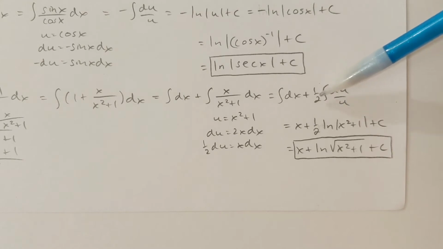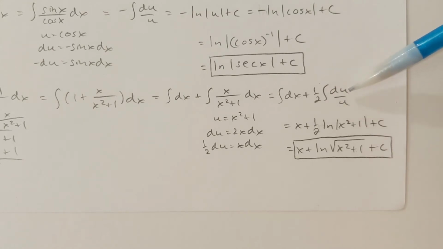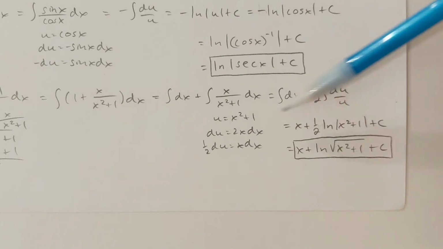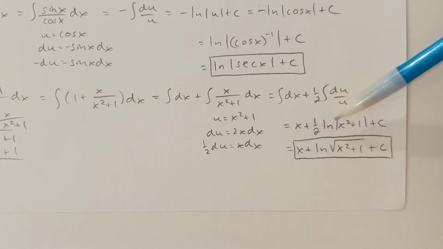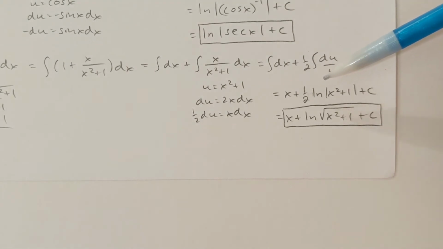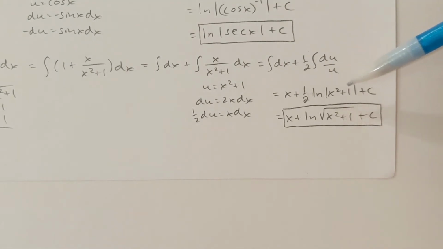And so 1/2 the integral of 1 over u du would be my new integral here. The antiderivative of 1 over u is the ln of the absolute value of u. u is x squared plus 1. So I'm looking at 1/2 times ln of the absolute value of x squared plus 1, plus a constant.